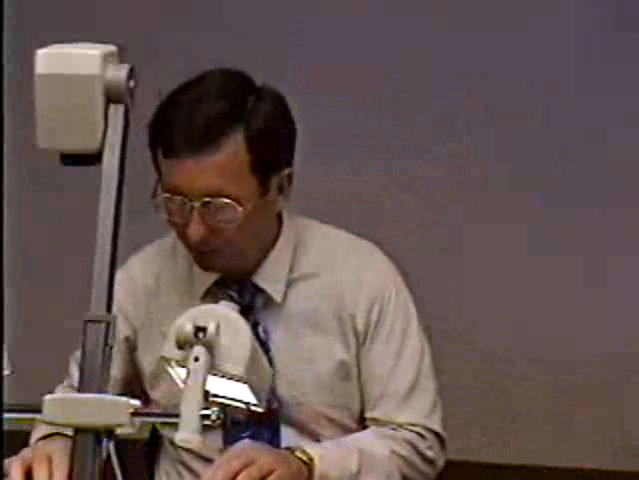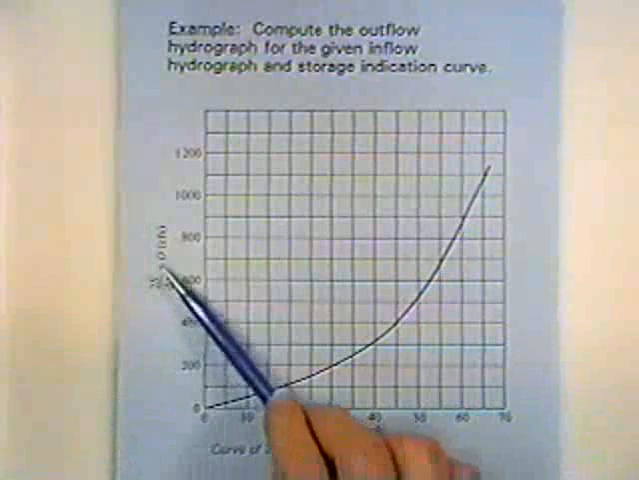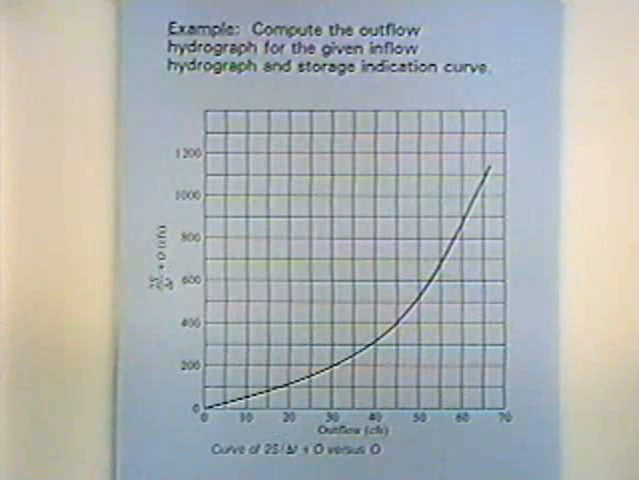Now, if you develop that relationship, we've got a couple of examples. In the first example, I've already developed the relationship. In the second example, we develop it as part of the problem. And so if you've got a relationship between outflow and 2S over delta T plus outflow, then you can simply use the continuity equation to route an inflow hydrograph through.